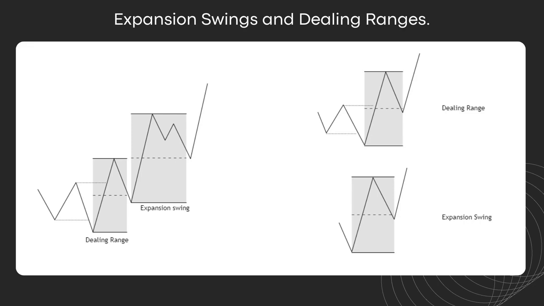But on the other hand, an expansion swing forms after a dealing range, and it only breaks above one side of the range instead of two. That's the difference between expansion swings and dealing ranges. This is how a dealing range and an expansion swing basically look in a nutshell. Now, as I said before, you can apply the same concepts for both of them. You need to remember that.